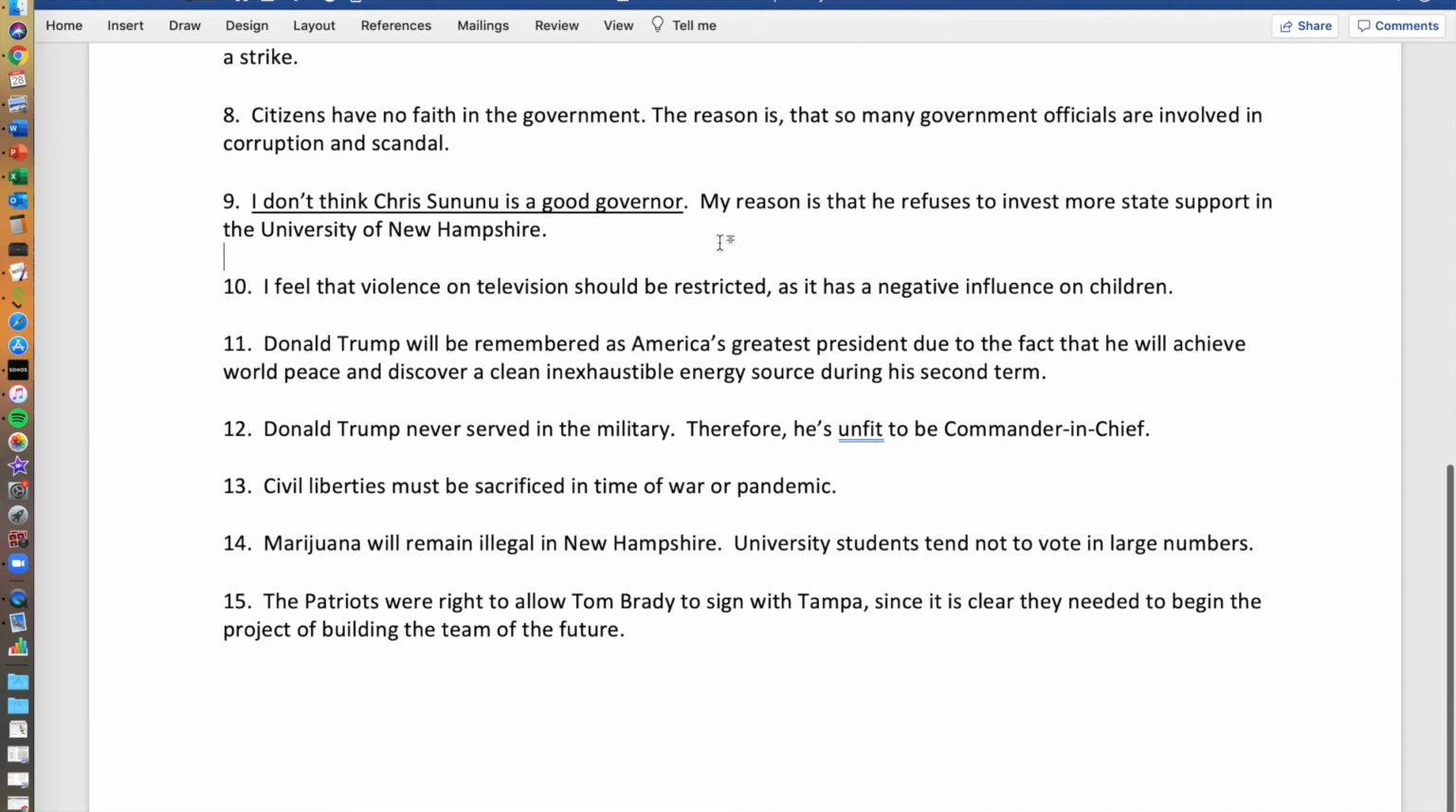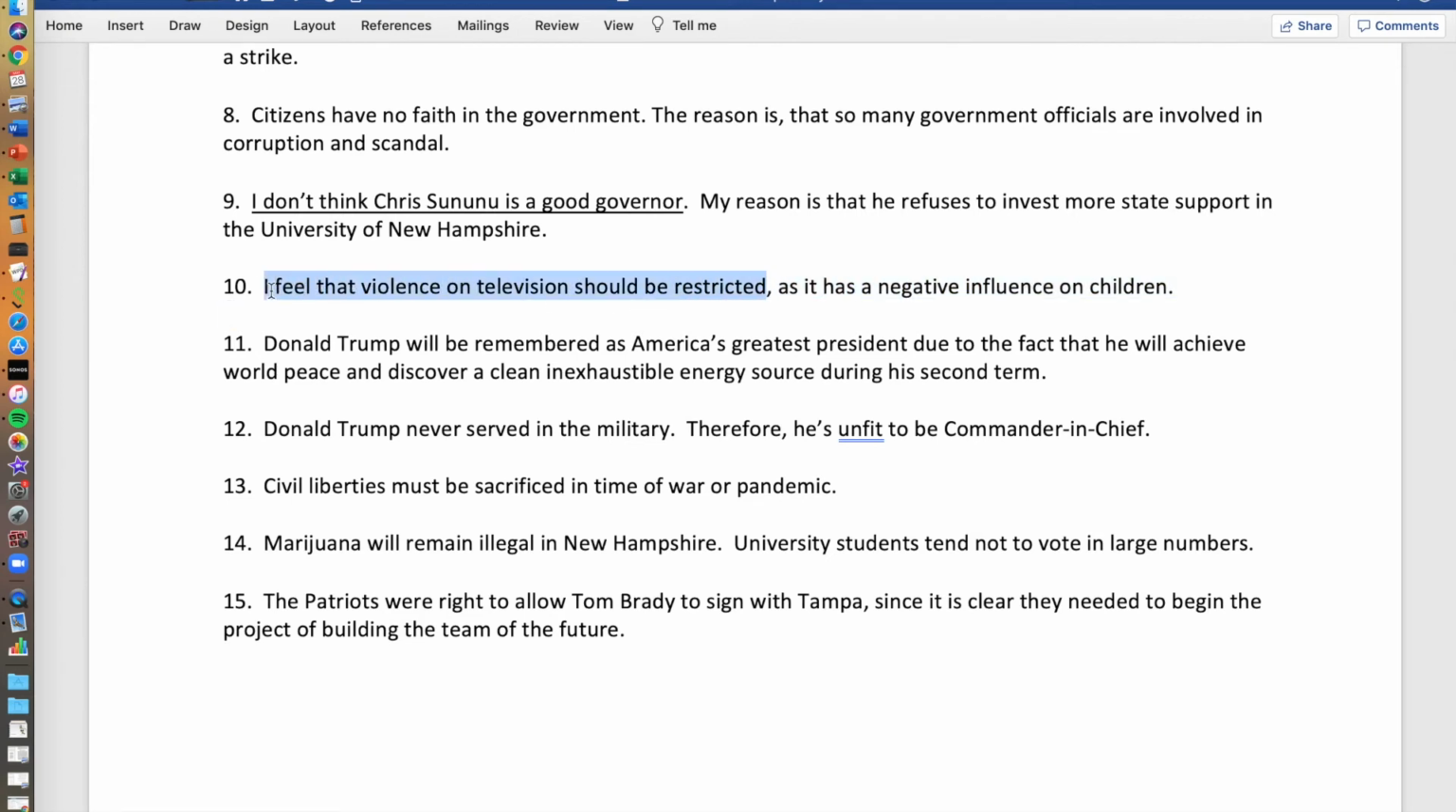And then we move to number 10. I feel that violence on television should be restricted, as it has a negative influence on children. So this is one sentence, but it seems clearly that it has two statements. Violence on television should be restricted, and violence has a negative influence on children. Okay? So notice here, should be restricted. That indicates this is probably a policy statement.